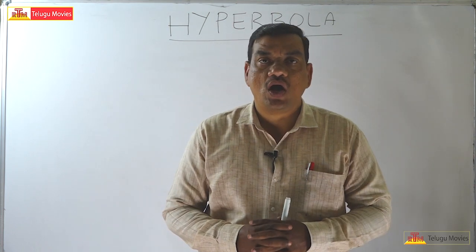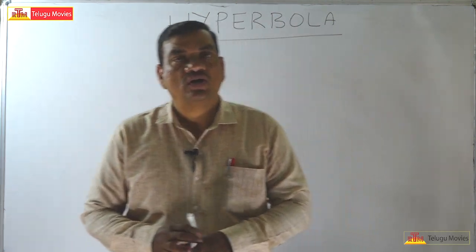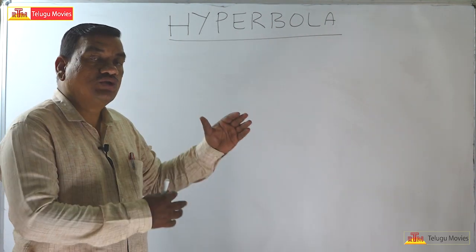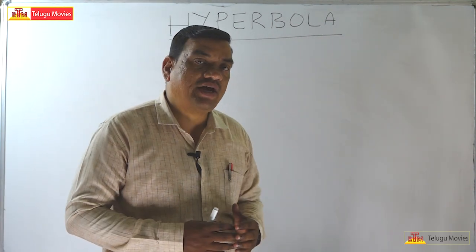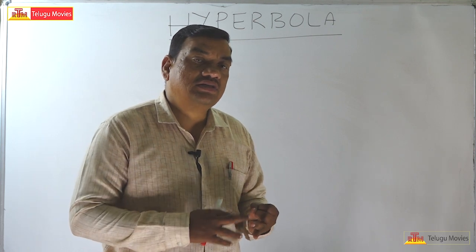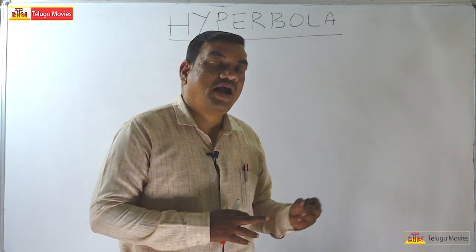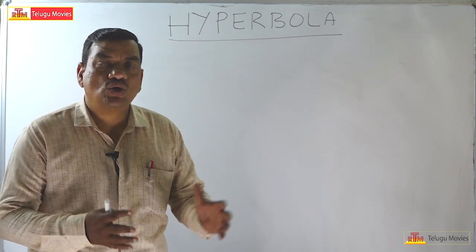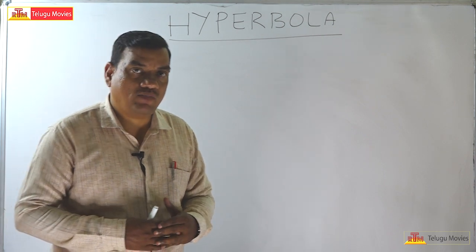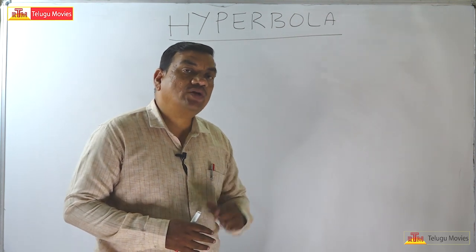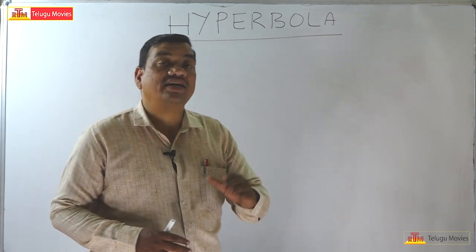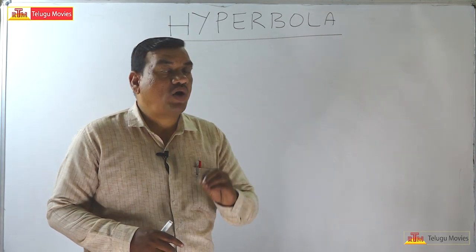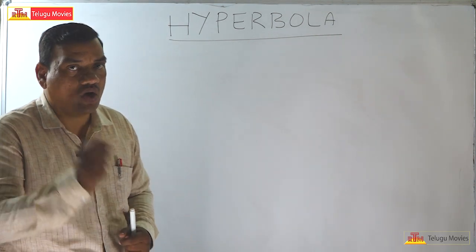Today onwards I am going to start a very new topic, that is hyperbola. In this conic section I explained circles, system of circles, parabola, and ellipse. Now it is hyperbola. What is the definition of hyperbola? It is a conic whose eccentricity is greater than unity. Once again, briefly, I will explain what the eccentricity of a conic is.